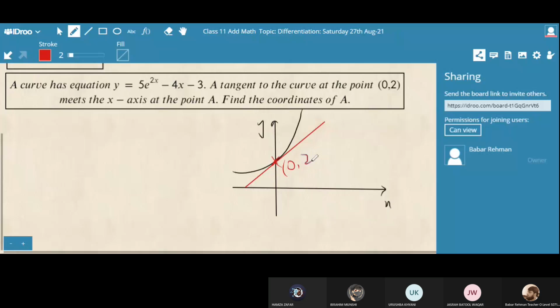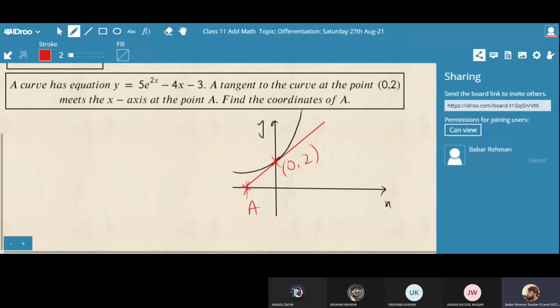Yes, sir. The tangent meets the x-axis. It is also intersecting the x-axis. Look at this, I'm going to draw a rough diagram. Maybe it is intersecting the x-axis on the positive side, but for the rough diagram, to understand, this is A, intersecting the x-axis and also tangent. So first of all, what are we going to do?